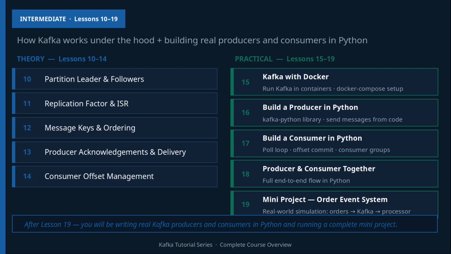Lesson 18 connects producer and consumer together in a full end-to-end Python pipeline. And Lesson 19 is a mini project, a complete order event system that simulates real-world order processing through Kafka. After Lesson 19, you will be writing real Kafka code in Python and running a complete working project.